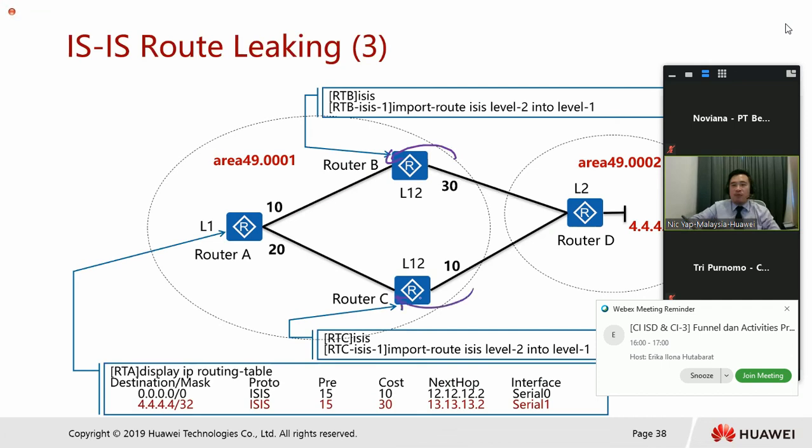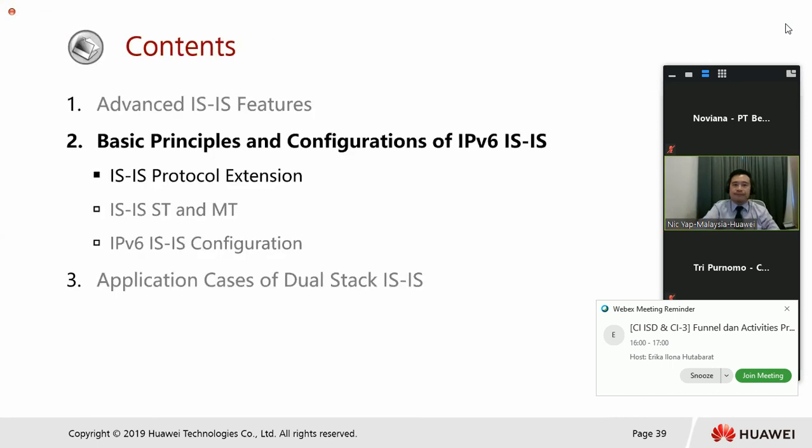This is to do the leaking on the level 1-2 routers. So after I do the route leaking, router A will do the calculation using the cost of 30 instead of the cost of 10. This is the best way for them to go to the destination, using the cost of 30. So far okay for this route leaking? Questions?